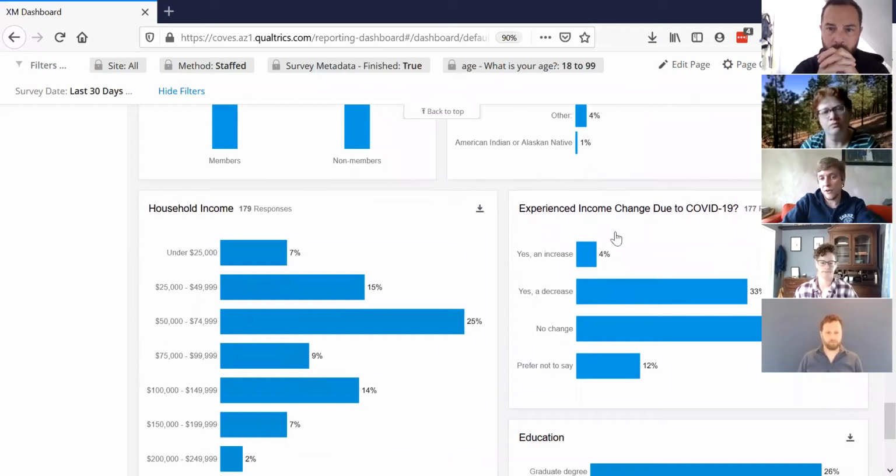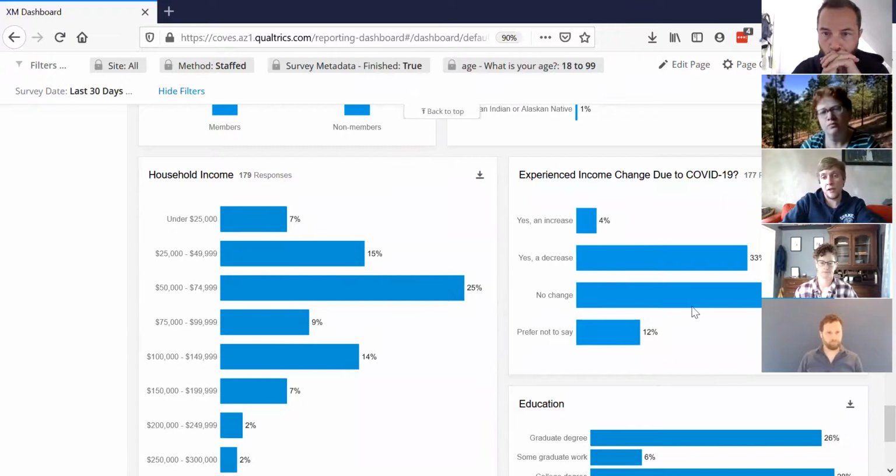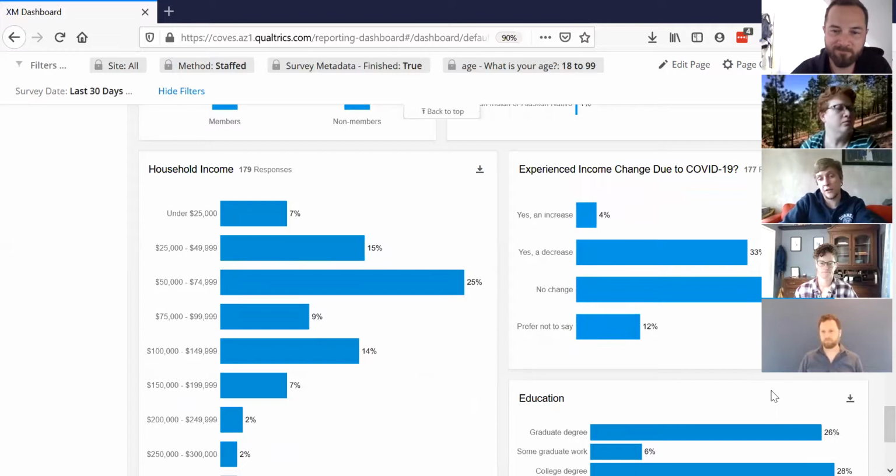And then one new thing to point out is that visitors who've experienced a change in income due to COVID, about a third of our visitors, and I looked at the email data too, it's pretty close to about a third, have experienced a decrease in income.